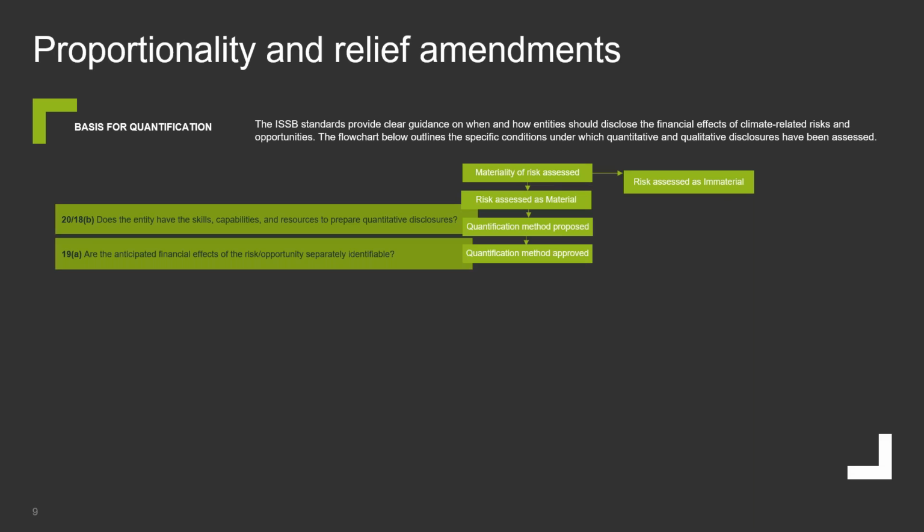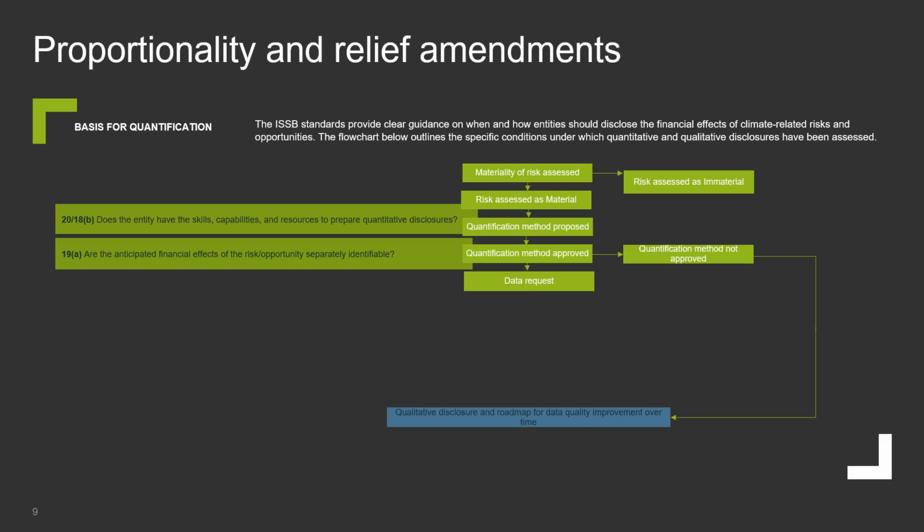So once you've had that method, you may then decide we can do it or we can't do it. Where it's not been approved, you may then look to that line where we mentioned if you can't provide quantitative disclosures, you move to qualitative disclosures. And most importantly, identifying a roadmap to allow you to develop that method to improve data quality over time. Where it is approved, you then go out and collect the data.